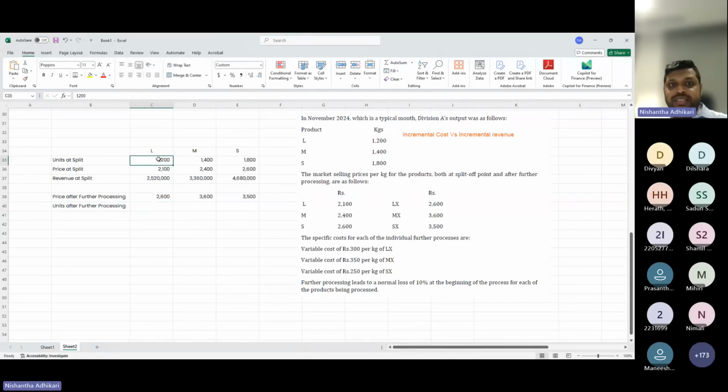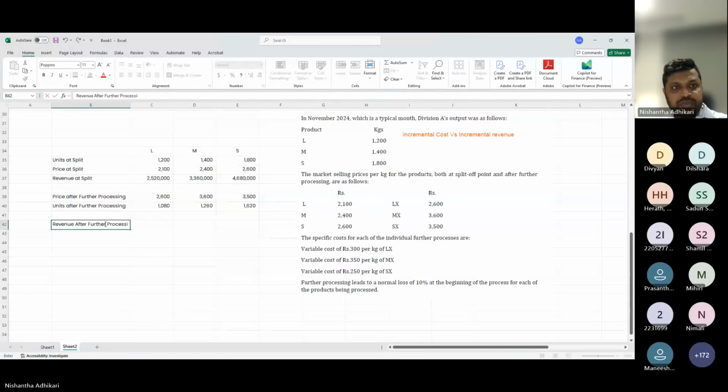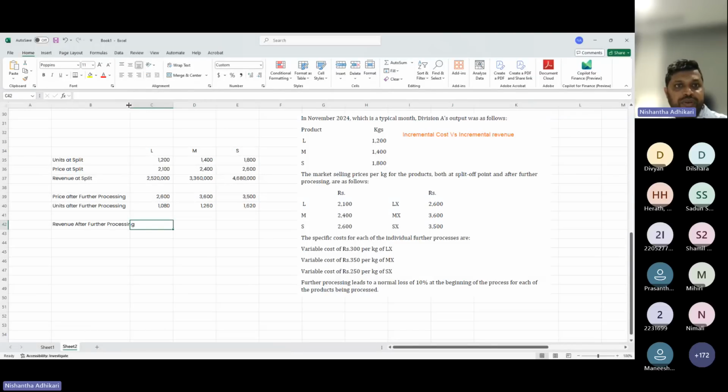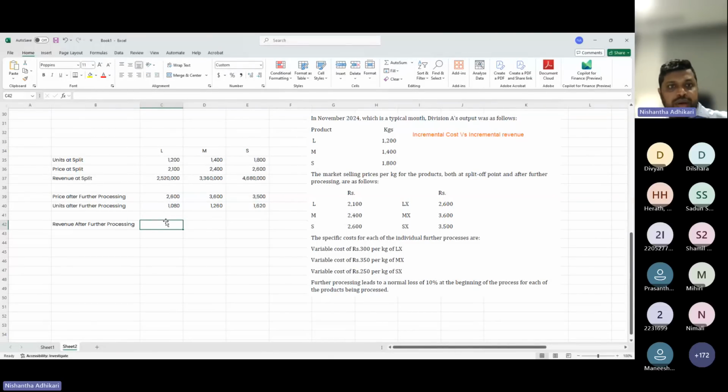Now, even though you insert 1200, 10% will be the normal loss at the beginning. Then you will get 90% out of it. 1200 is the units. If you further process, you can get only 90% of that. Same way, you will get 90% of the output. Now, even after further processing, what is the revenue? Revenue after further processing: we will calculate now 2600 into 1080, 2.8 million.